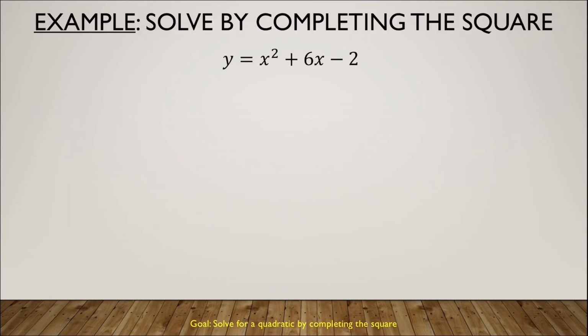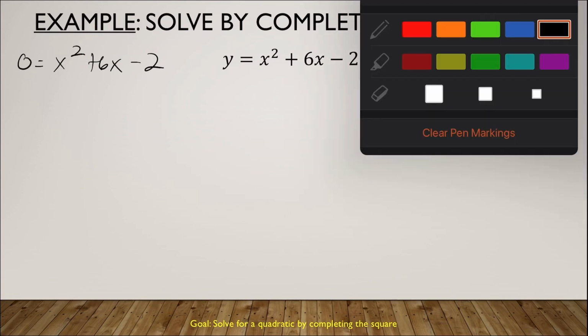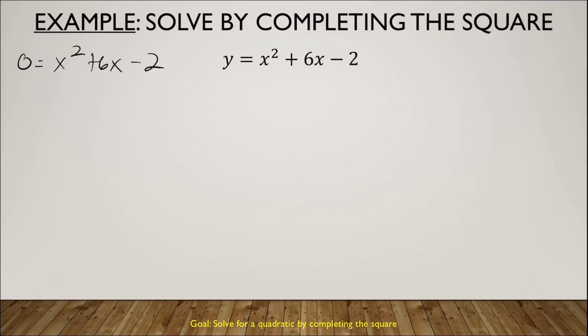Okay, so solve by completing the square. My very first step is to set y equal to 0, because I'm trying to find what happens when y is 0. Okay, so I can't factor this, so we're just going to complete the square. I'm going to add 2 to both sides. I get 2 equals x squared plus 6x.